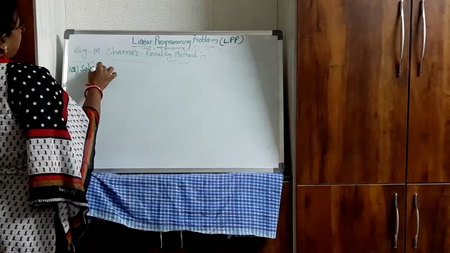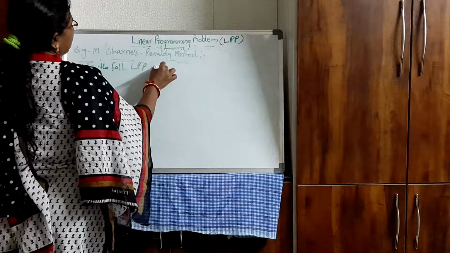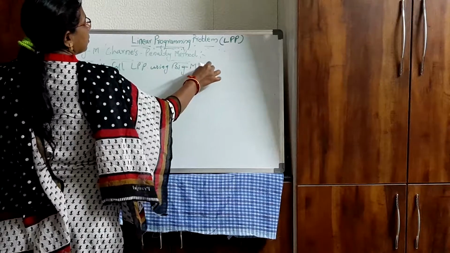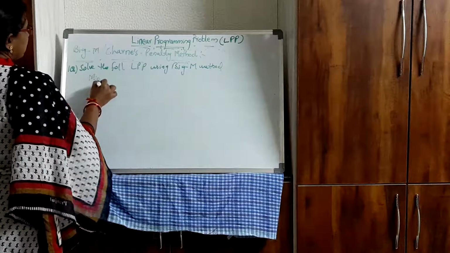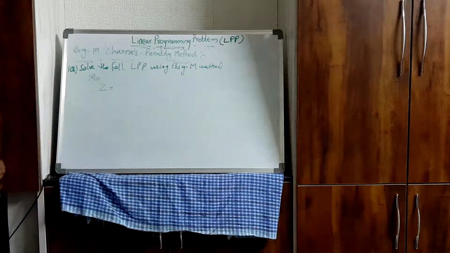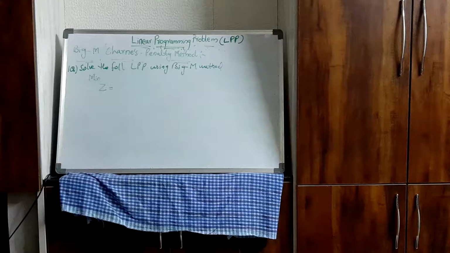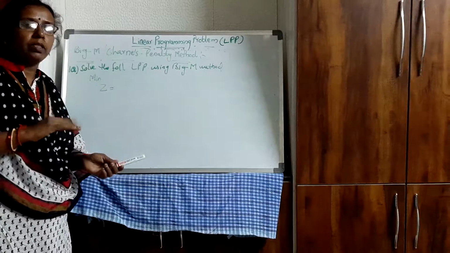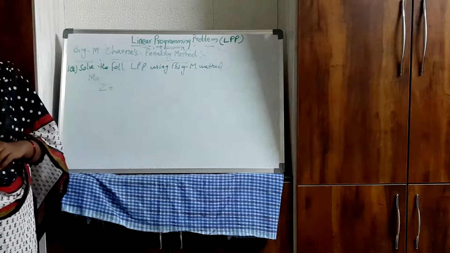Solve the following LPP using big M method. So what is that LPP? Minimize Z equals, because big M and two phase both are based on simplex method, and in simplex method I explained to you how to solve a maximization problem. Here I will take a minimization problem, so that you will have an idea to solve an LPP using simplex method if the objective function is minimization type.